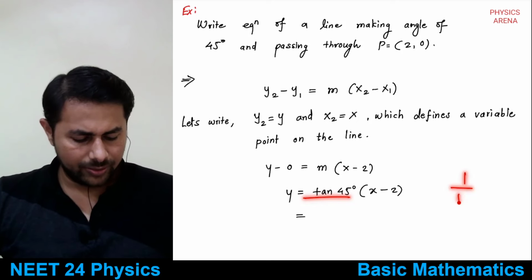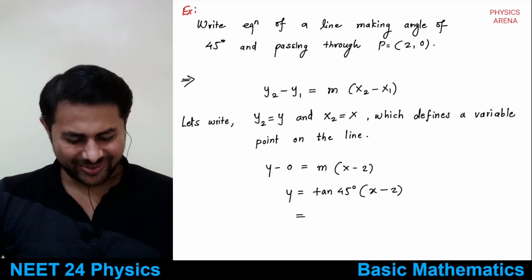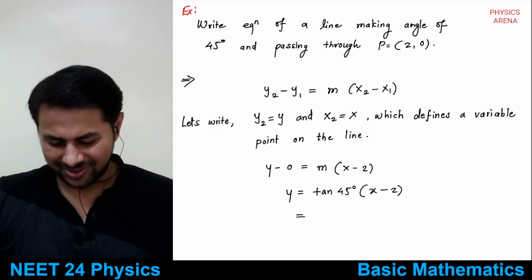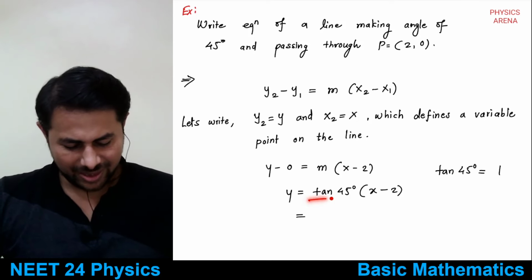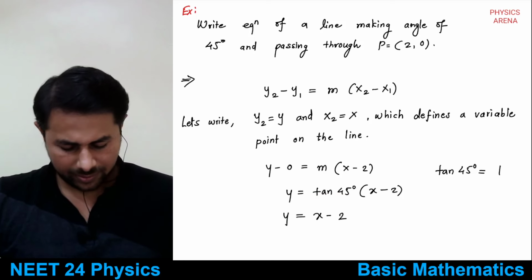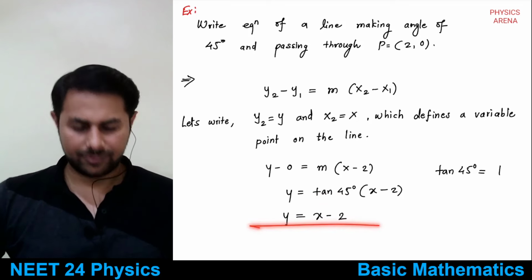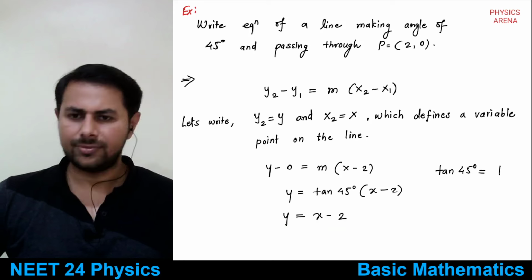Tan of 45, you know sine and cos are 1 by root 2 and 1 by root 2, so tan is 1. Tan 45 is just 1, and therefore this thing is equal to 1. So y is equal to x minus 2 is the equation. Okay, this is clear, everyone? Yes, no?